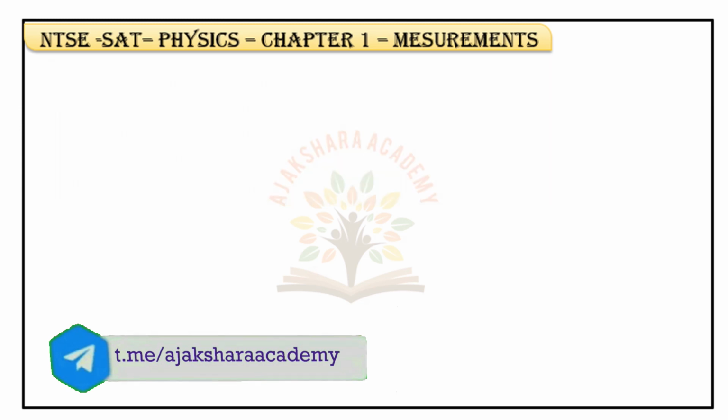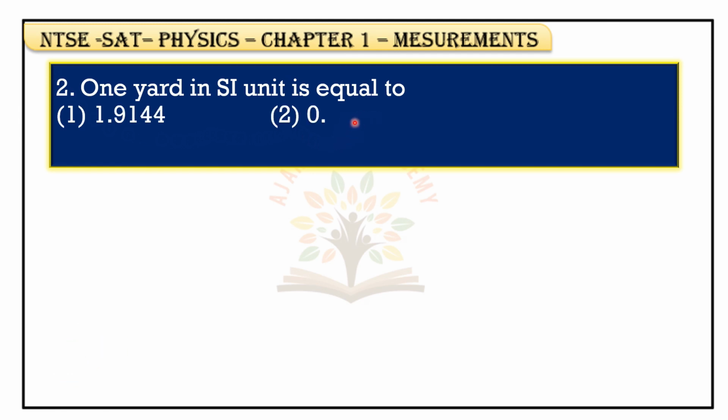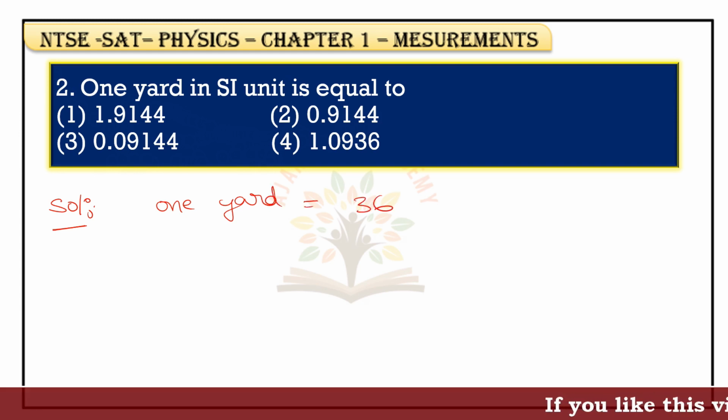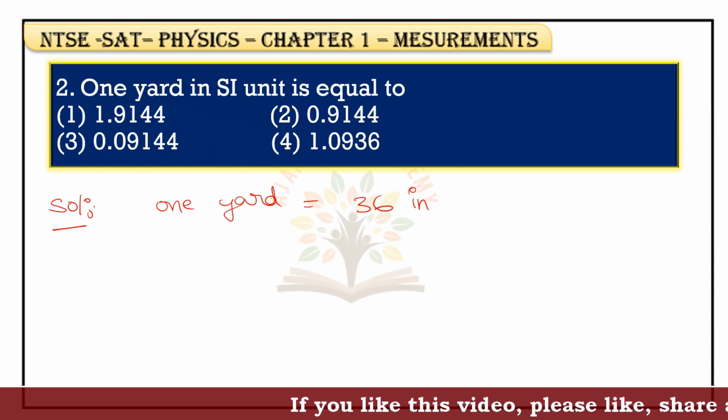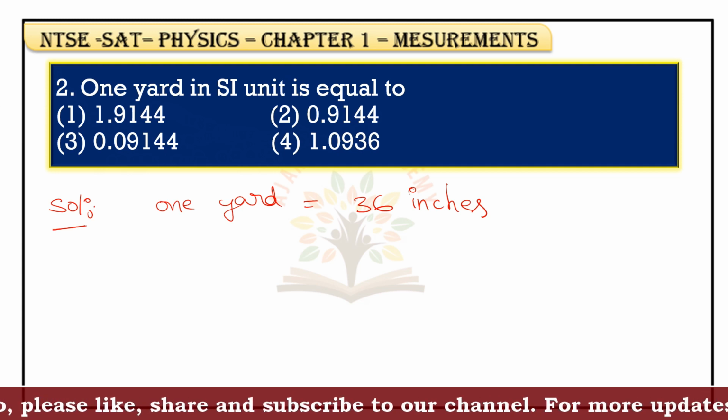Next. Second one, 1 yard in SI unit is equal to. Now here 1 yard, how many centimeters? Here we have to calculate. Let us go to the solution. First, 1 yard is equals to 36 inches.